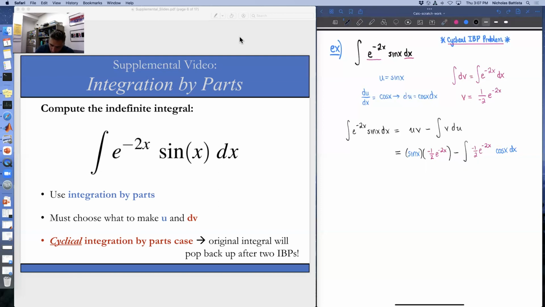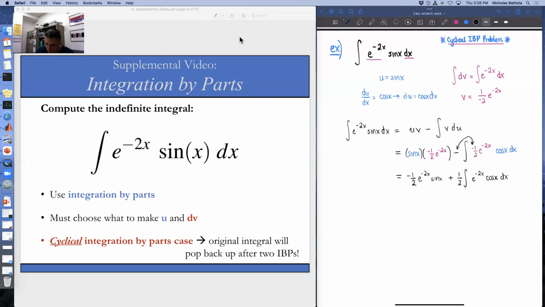Before we do that, I'm just going to rewrite the previous line here. So we have that minus 1/2 e to the minus 2x times sine of x. And then minus a minus, again, because we have a minus outside that integral and a minus inside the integral, that turns into a plus. I'll pull that 1/2 in front of that integral, and we get this as 1/2 integral e to the minus 2x times cosine of x.